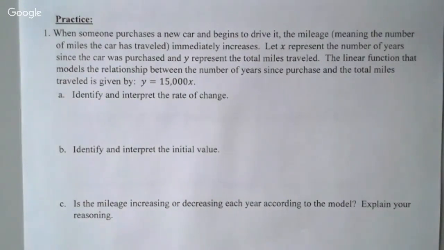Okay, number 1 says, when someone purchases a new car and begins to drive it, the mileage, meaning the number of miles the car has traveled, immediately increases. Let X represent the number of years since the car was purchased, and Y represent the total miles traveled. The linear function that models the relationship between the number of years since purchase and the total miles traveled is given by Y equals 15,000X.